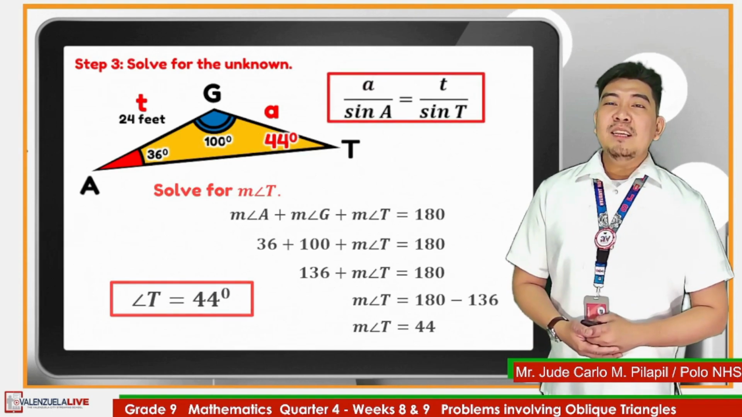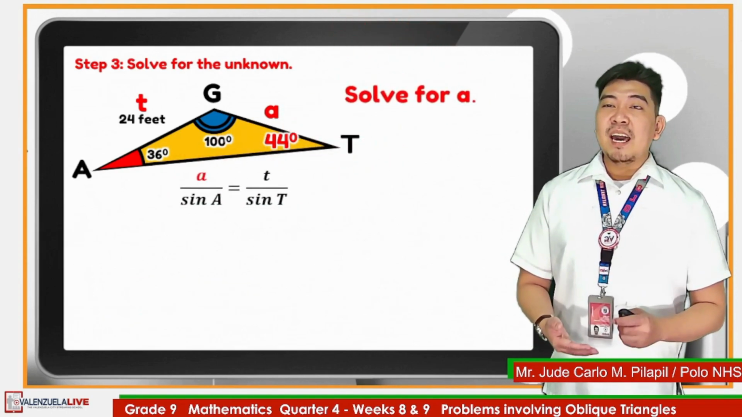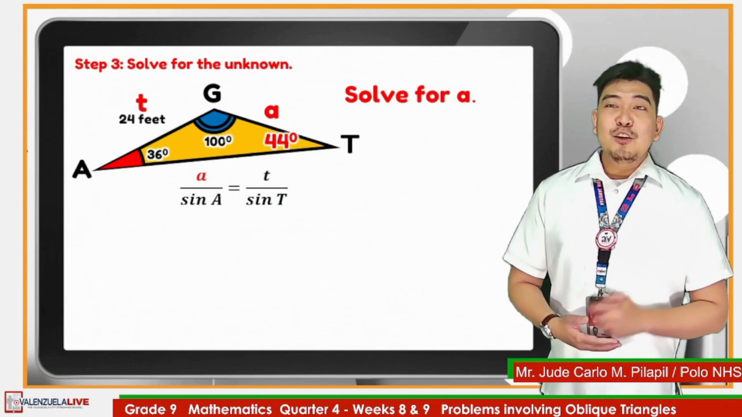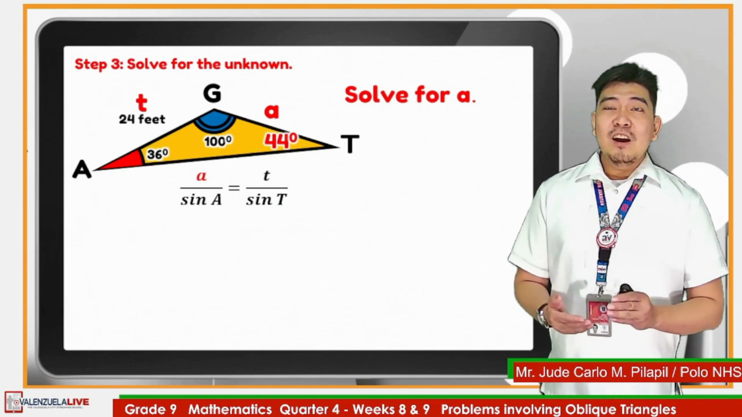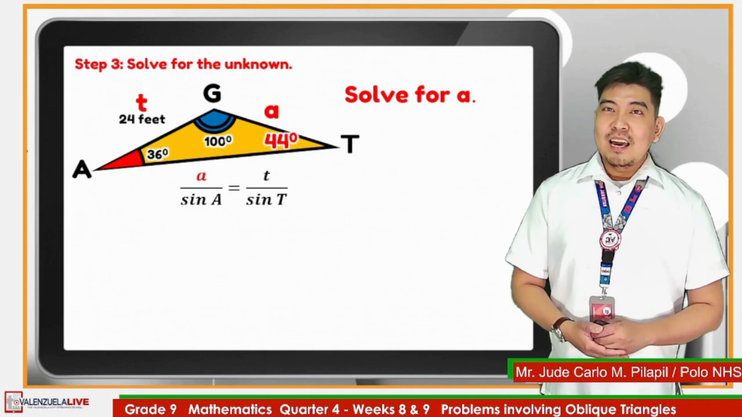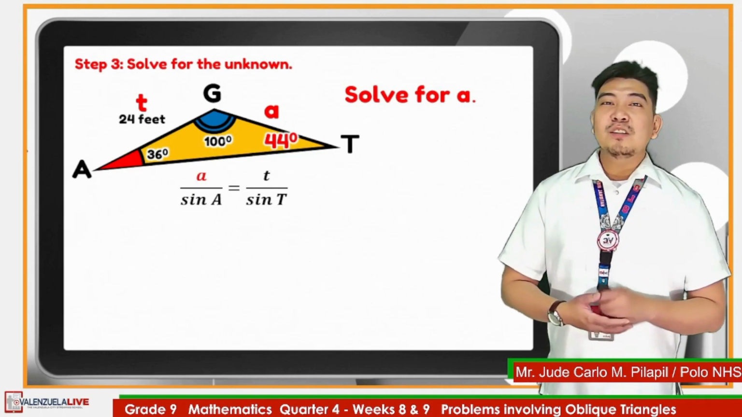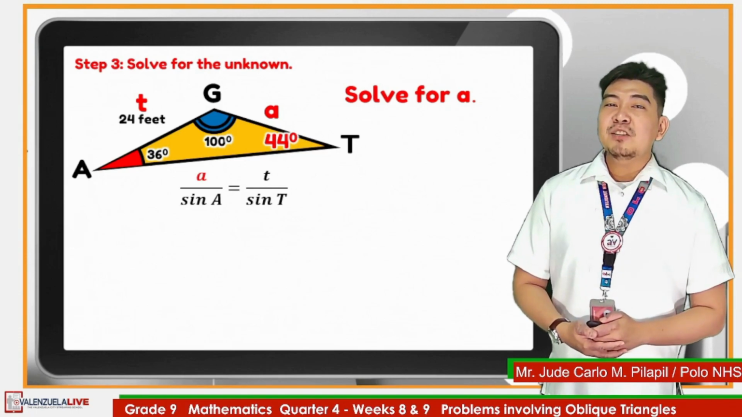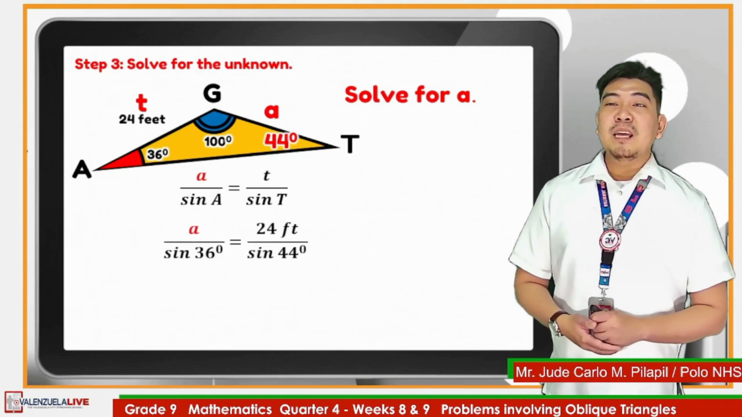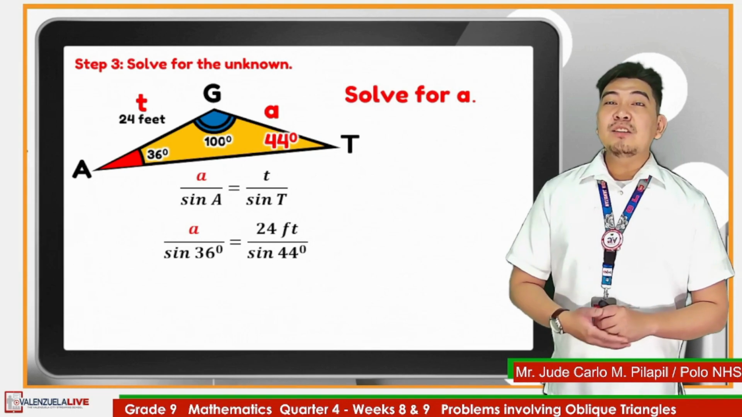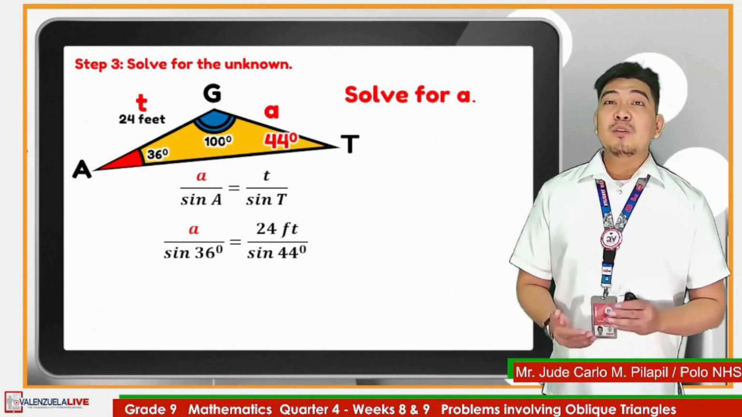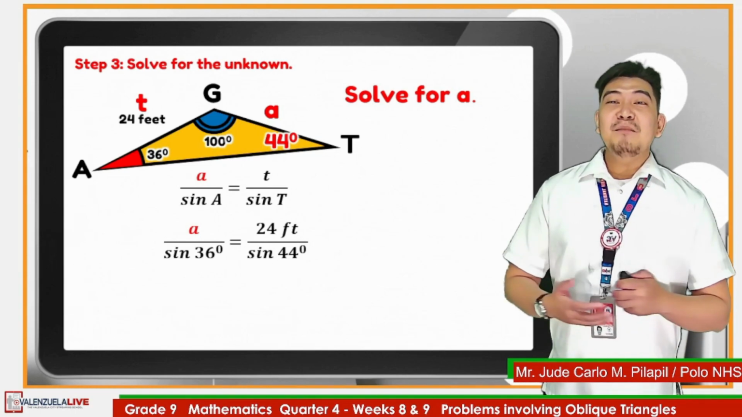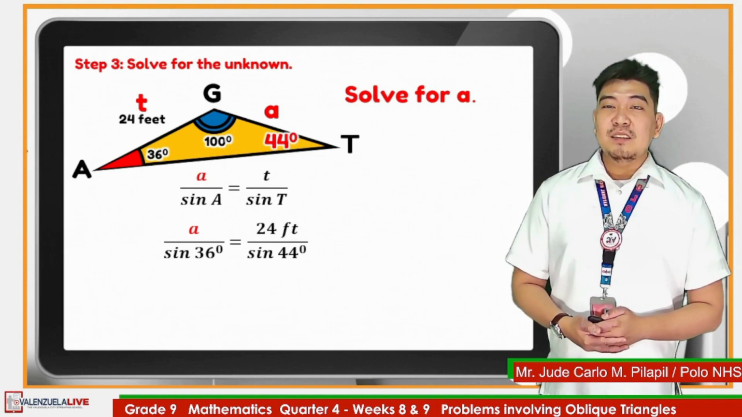Now, we are ready to solve for the measure of the side a using the formula a over sine of angle A is equal to t over sine of angle T. Substituting the given information into the formula, we obtain a over sine 36 degrees is equal to 24 feet divided by sine 44 degrees.